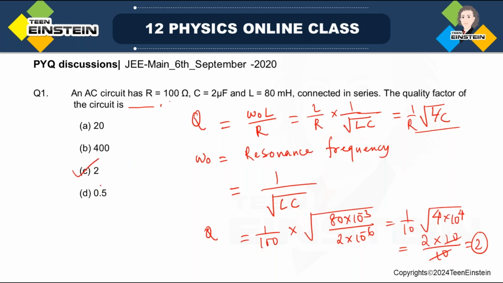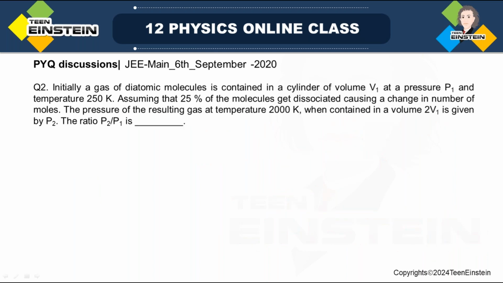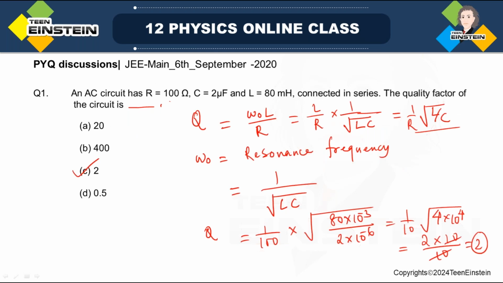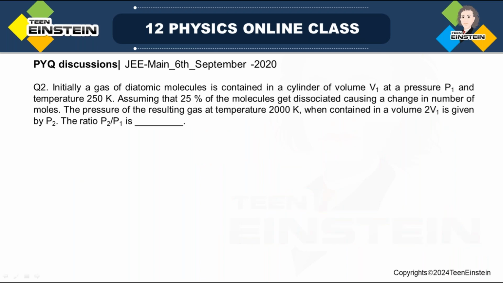There were options. We have a few numeric type questions, but this is not one of them, where we would have to answer in an integer. Here there were options given, and we had got option C correct here. Let us go to the next problem.